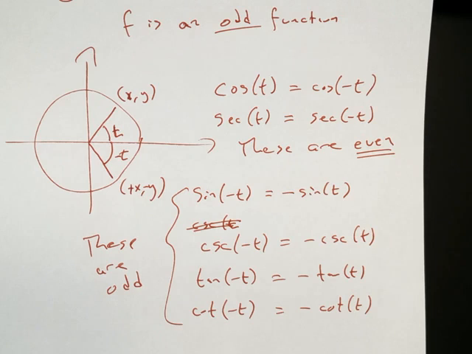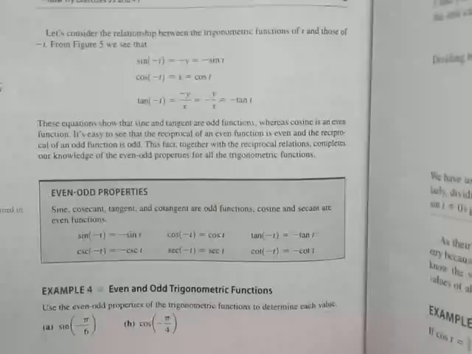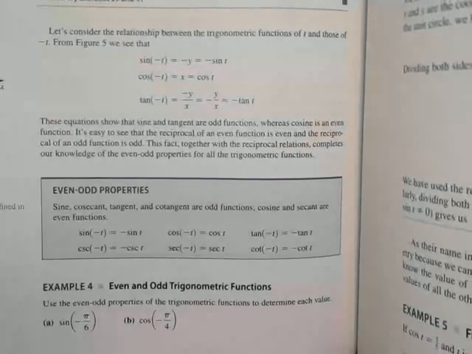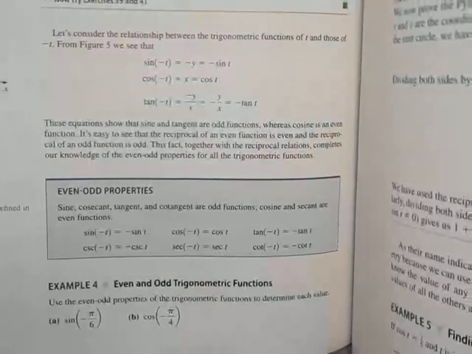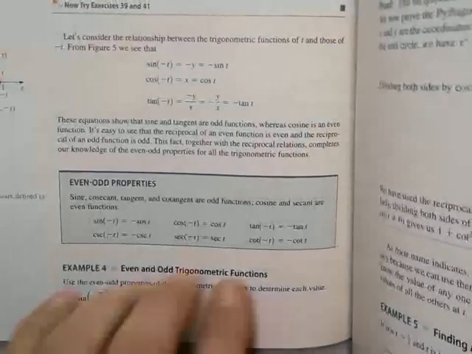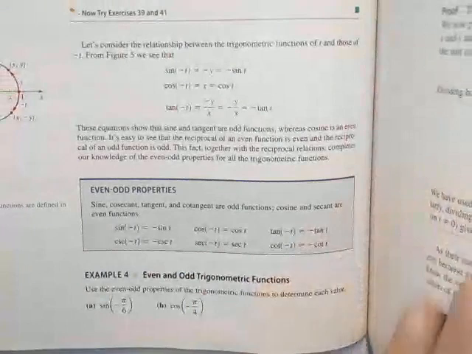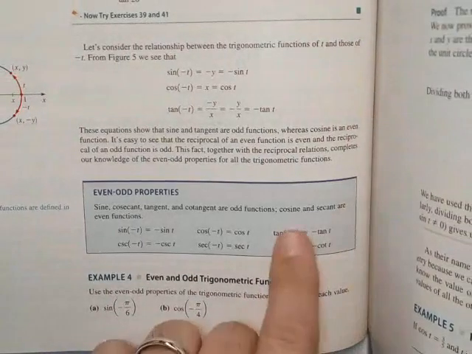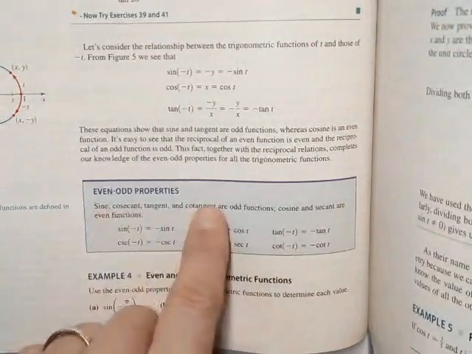I'm not graphing yet, should be able to. On page 516, we have a list of even and odd properties. And I must tell you that the little table here really doesn't help me very much. As long as I remember what even means and what odd means, cosine and secant are even, everything else is odd.